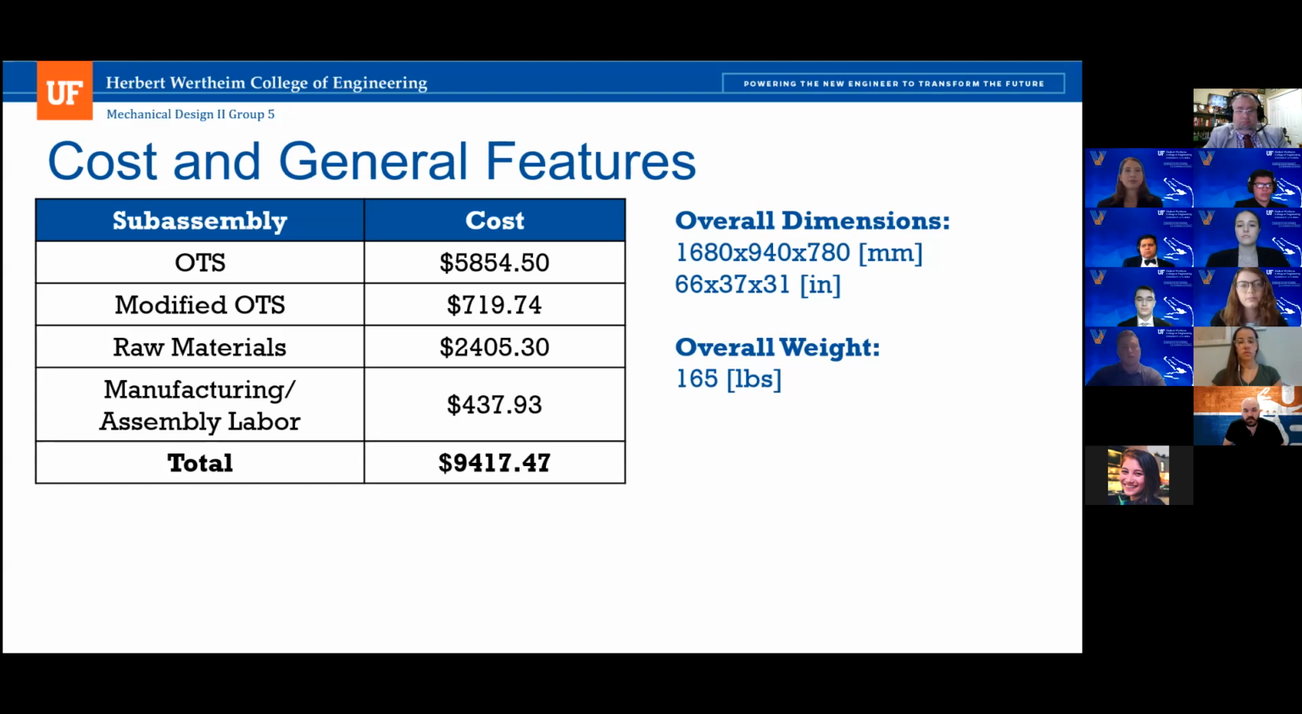Lastly, the overall dimensions of the bioreactor are 66 inches in length, 37 inches in width, and 31 inches in height, which would fit on a laboratory benchtop. And the overall weight is 165 pounds.